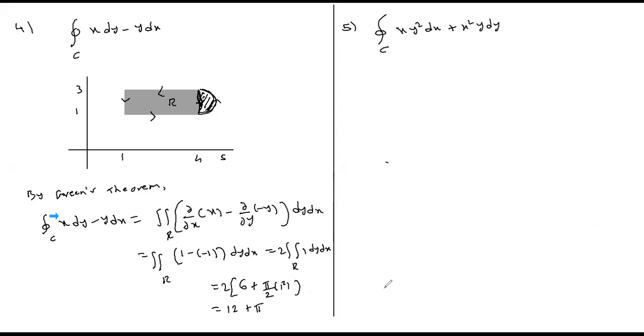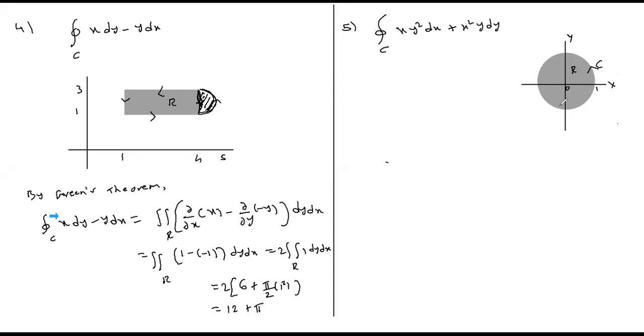Now what is the next problem? You are asked to evaluate this integral over the unit circle. What is the unit circle? The unit circle is like this. So this is a circle with radius 1. Let us say R is the region, C is the boundary.